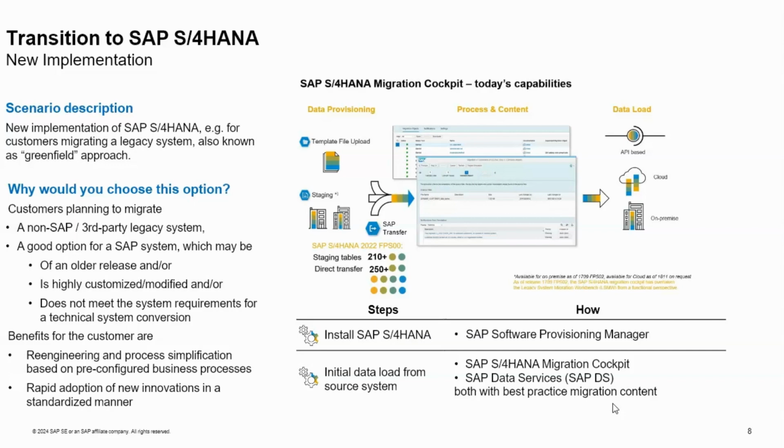So let's take a scenario: new implementation for customers migrating from a legacy system, the greenfield approach. What we basically do is go ahead with data provisioning, process content, and data load. The steps are: install SAP S/4HANA, and then do the initial data load from the source system. We install SAP S/4HANA with the SAP software provisioning manager, and the initial data from a source system we load with the SAP S/4HANA migration cockpit and using data services, both with the best practice migration content.